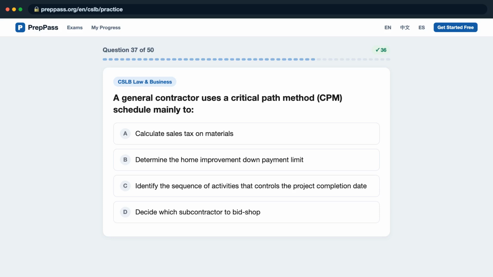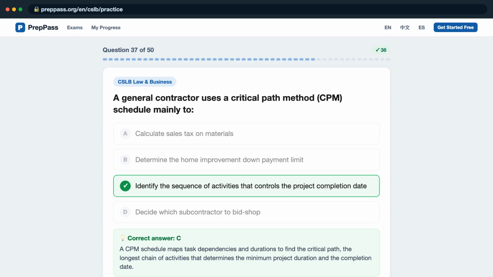Question 37. A general contractor uses a critical path method, CPM, schedule mainly to, is it A, calculate sales tax on materials? B, determine the home improvement down payment limit? C, identify the sequence of activities that controls the project completion date? D, decide which subcontractor to bid shop? The correct answer is C. A CPM schedule maps task dependencies and durations to find the critical path, the longest chain of activities that determines the minimum project duration and the completion date.